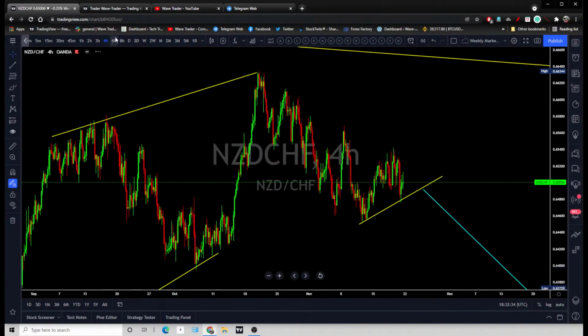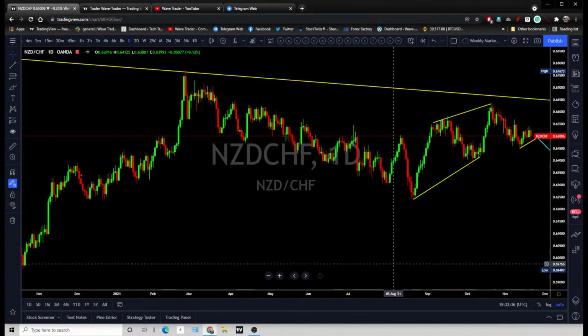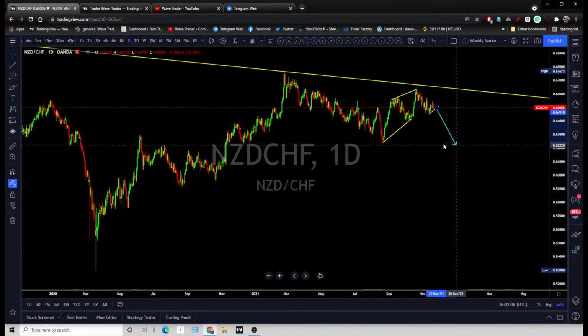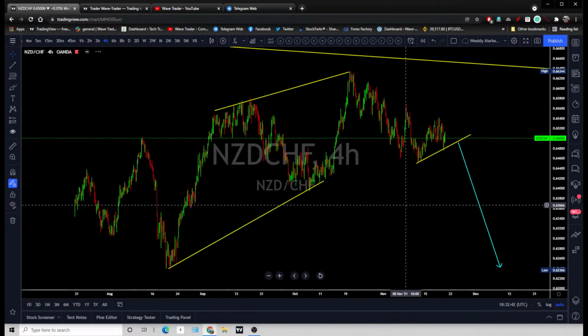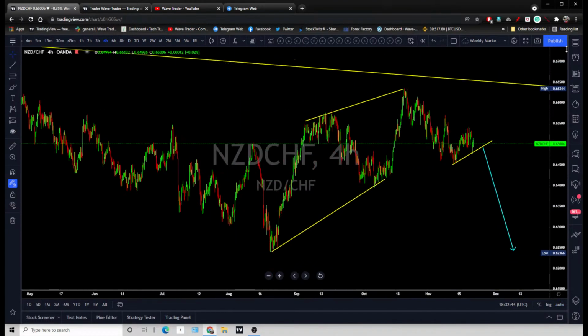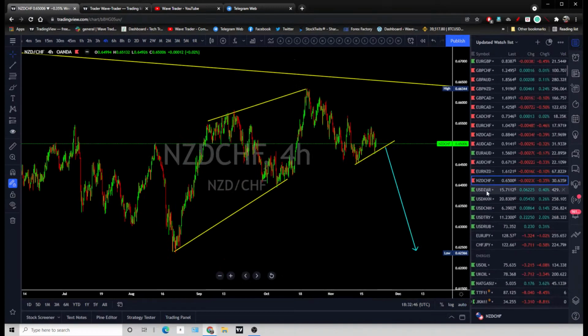Kiwi Swiss to go down. All right, so Kiwi Swiss to go down. Okay, back to that low. This is not the best chart, I can say that. All right, but break down and continue to keep dragging lower.